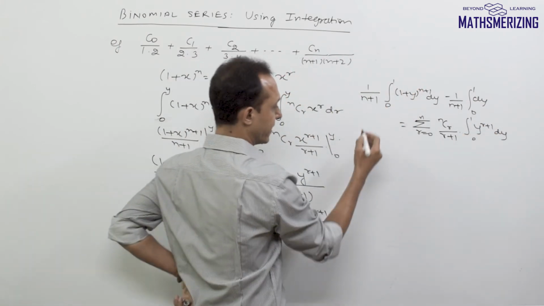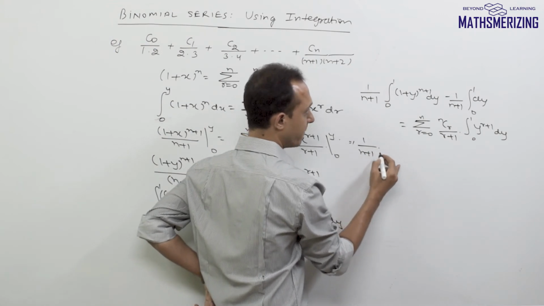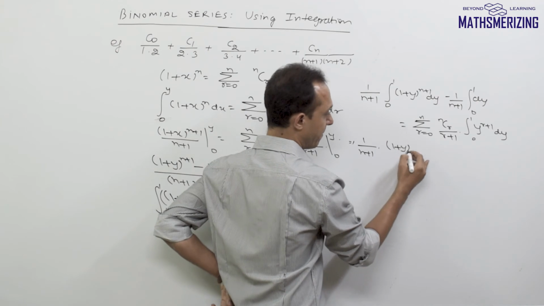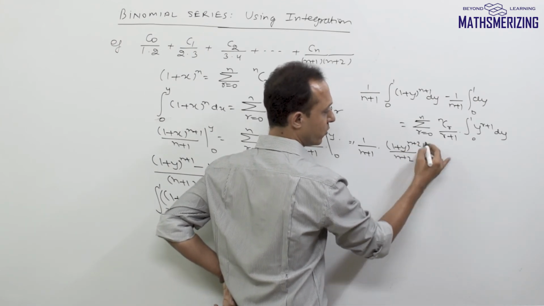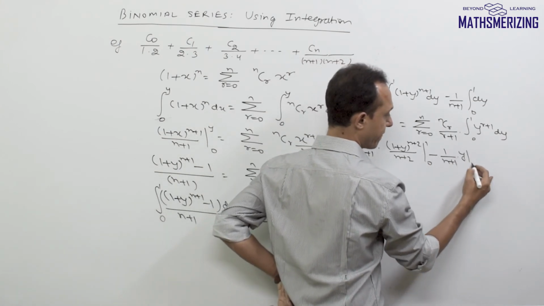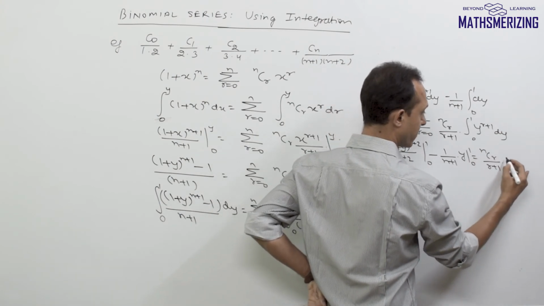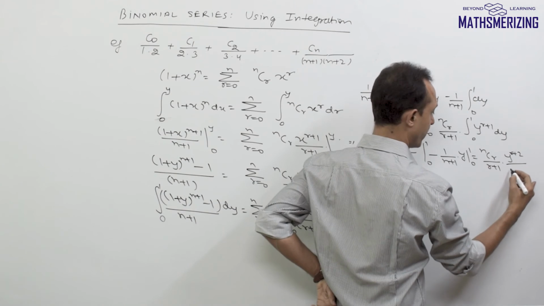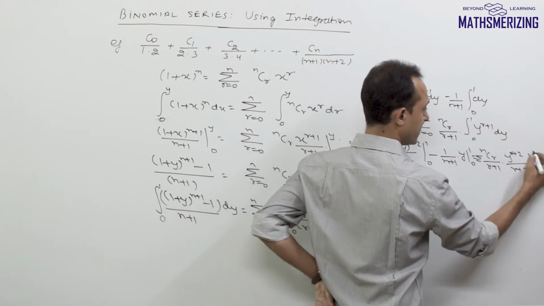So now I'll start integrating. So here I'll get 1 upon n plus 1, and here will be (1 plus y) to the power n plus 2 upon n plus 2 from 0 to 1, and then minus 1 upon n plus 1 into y from 0 to 1, and here will be nCr upon r plus 1, y to the power r plus 2 upon r plus 2, summation from 0 to 1.